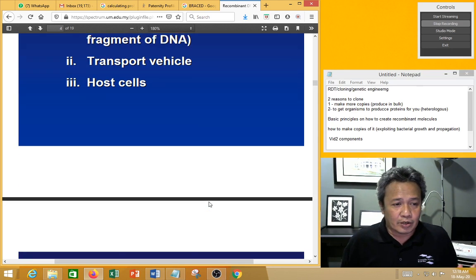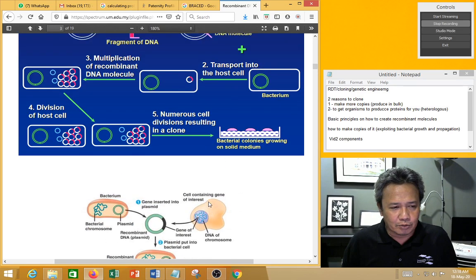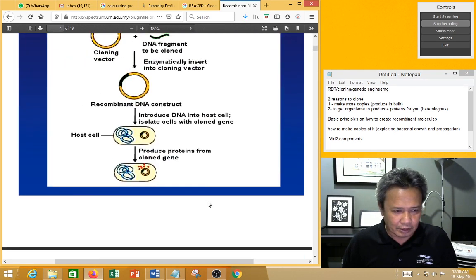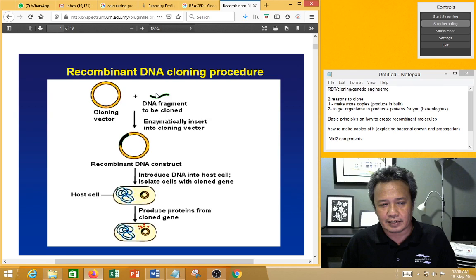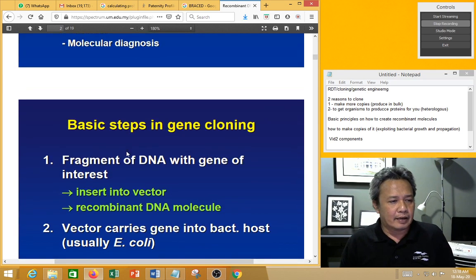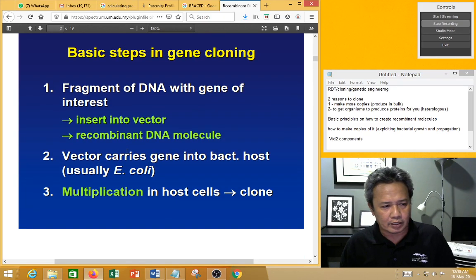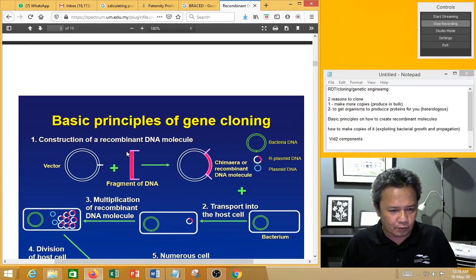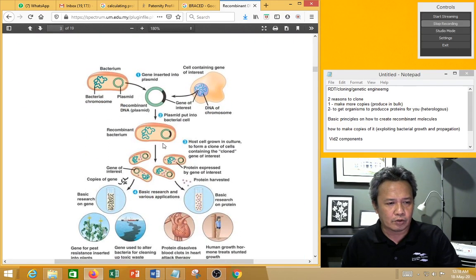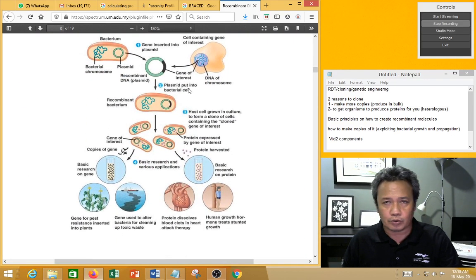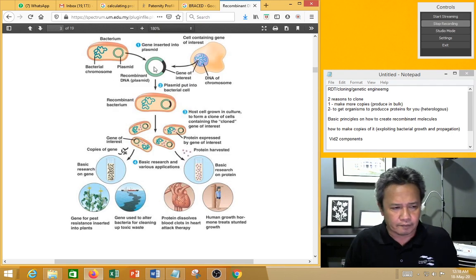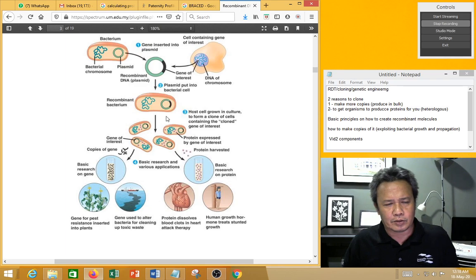Now, in order for you to be able to do this, you've seen that you have the DNA fragment to be cloned and joined and so on. You see that bit. Here it is mentioned again, basic steps. You need to get the gene out. You need to make recombinant DNA plasmids, and then you are able to put it in the bacteria. So all this you need tools.